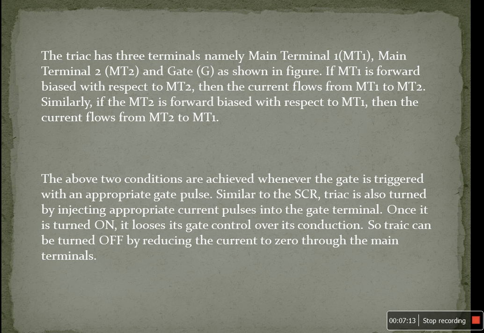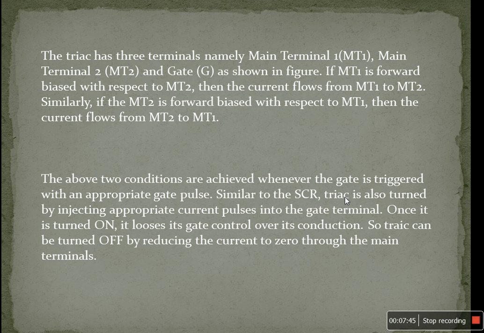One is forward blocking mode, reverse blocking mode and forward conducting mode. In forward blocking mode we are not applying any gate voltage. In reverse blocking mode also we are not applying any gate voltage. In forward conducting mode only we are applying a certain positive voltage in SCR. Similarly, in order to obtain these two conditions, that is whether the current is flowing from MT1 to MT2 or MT2 to MT1, we have to apply some gate voltage.